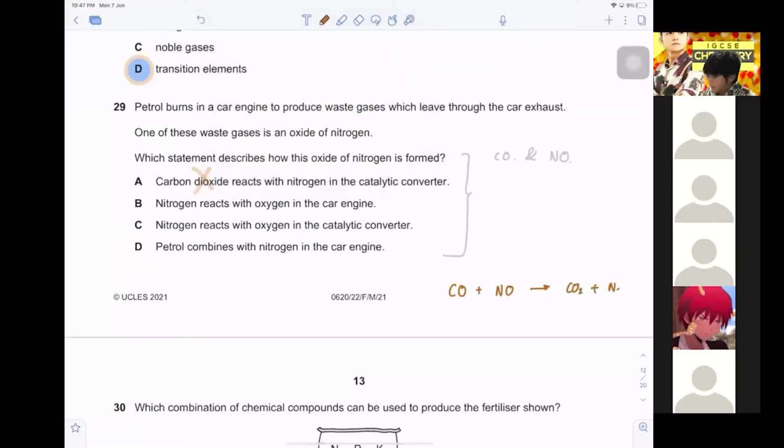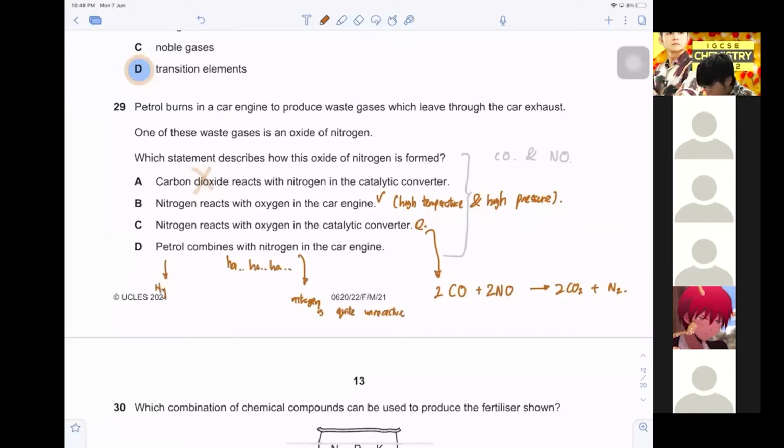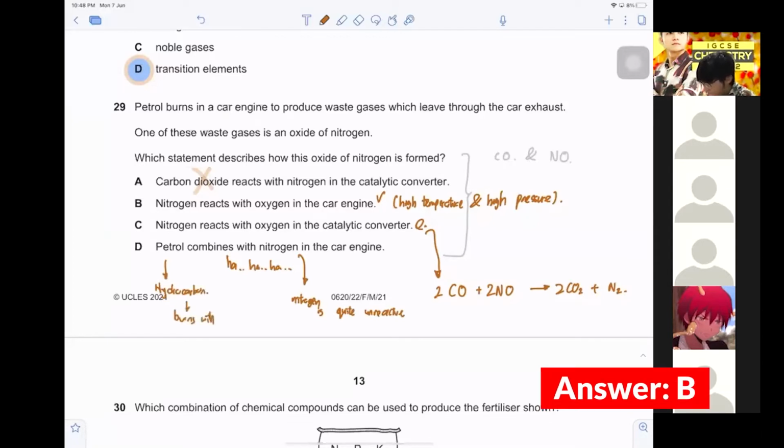Okay, done. Nitrogen reacts with oxygen in the car engine. Yes, nitrogen does react, right? Because it is under high temperature, and at the same time under high pressure. Nitrogen reacts with oxygen in the catalytic converter? No, it does not react with oxygen. As what I mentioned, it reacts with carbon monoxide here. The equation is here. Nitrogen reacts with petrol? Nitrogen is quite unreactive, so it won't react with petrol. By the way, petrol is your hydrocarbon. Hydrocarbon only burns with oxygen. So the answer is B.